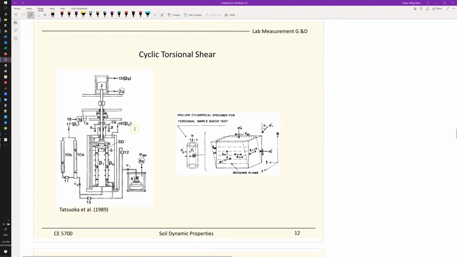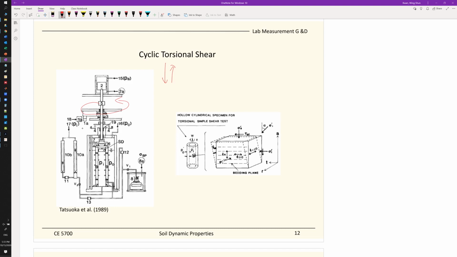And the torsional shear is a little bit similar to the triaxial in terms of the setup, but instead of going up and down on the loading axis, you rotate. And you need a hollow sample. So it's a very hard test to run, and it's not so popular in the United States, purely just cyclic torsional shear.